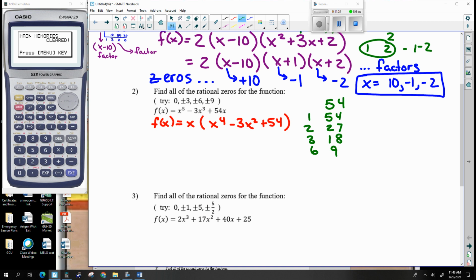Okay, so because I'm trying to get to a positive 54, these are my results. I could get a 1 and 54, 2 and 27, 3 and 18, 6 and 9, negative 1, etc. I can get these results. But I have to add to a negative 3. None of these add to a negative 3. Like, nothing even comes close.